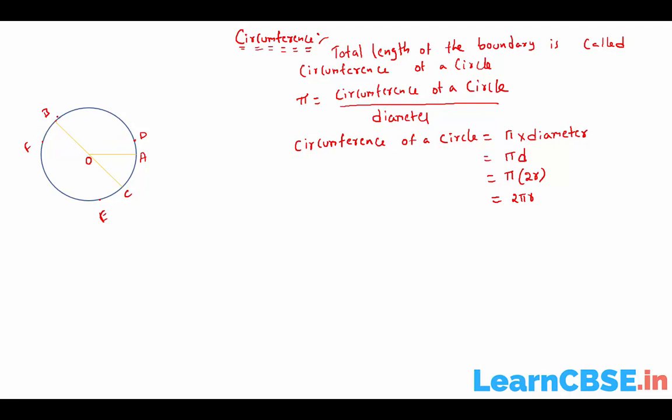That means sometimes 3 point something. Generally they concluded that it is 3.14 times the diameter, so we can take this as pi. Therefore circumference is equal to pi d, which we got here also. That means pi into 2r, similarly 2 pi r.